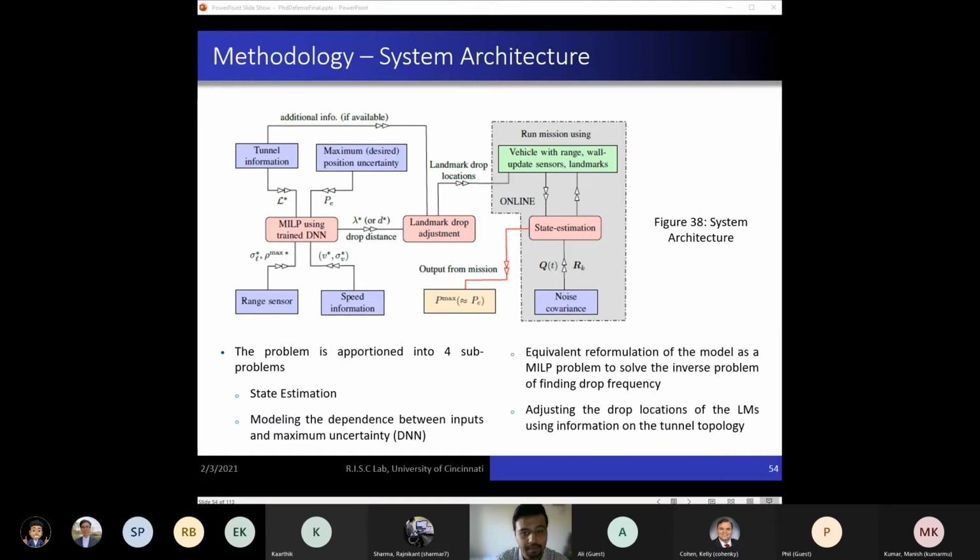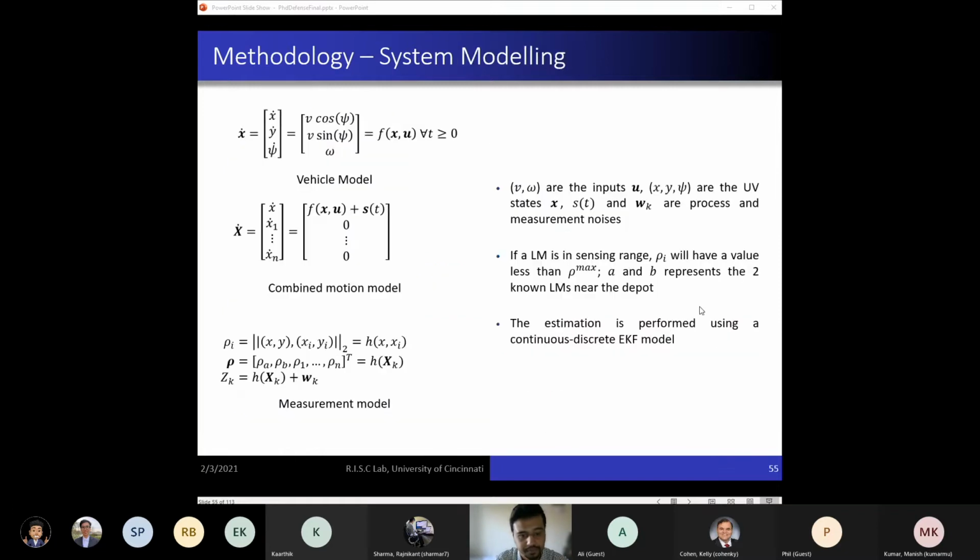Once the mapping function is obtained, we solved an inverse problem to get an appropriate overlap percentage or drop frequency based on the desired PE value and the predefined inputs using mixed integer linear programming. Finally, based on information availability, we adjusted the position of the drop locations of the landmarks to address the measurement loss due to line of sight issues.